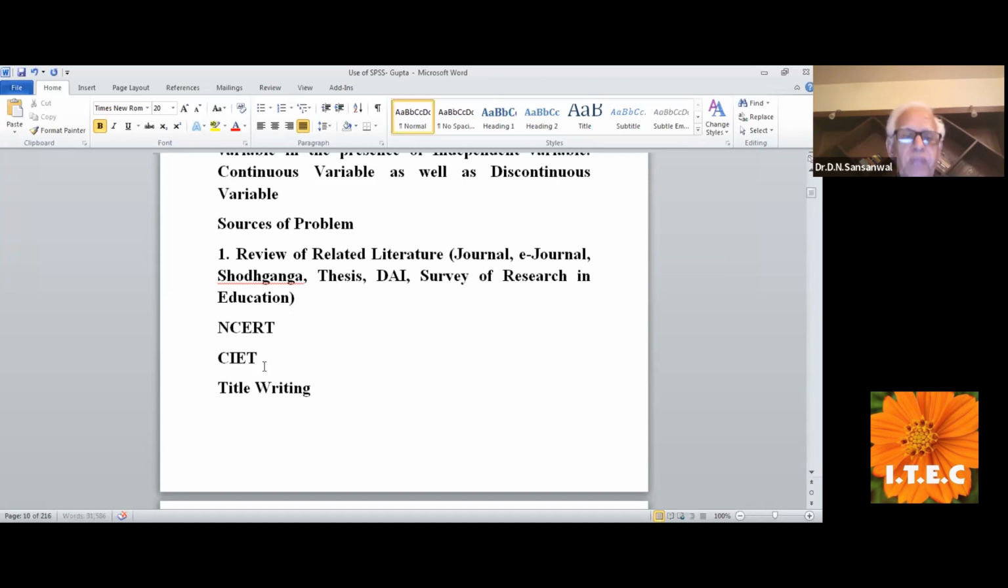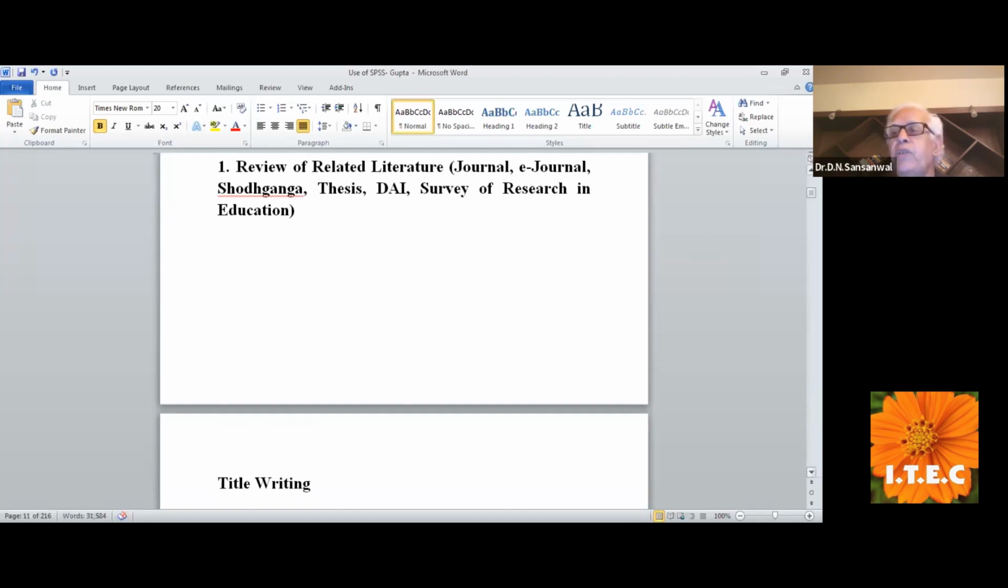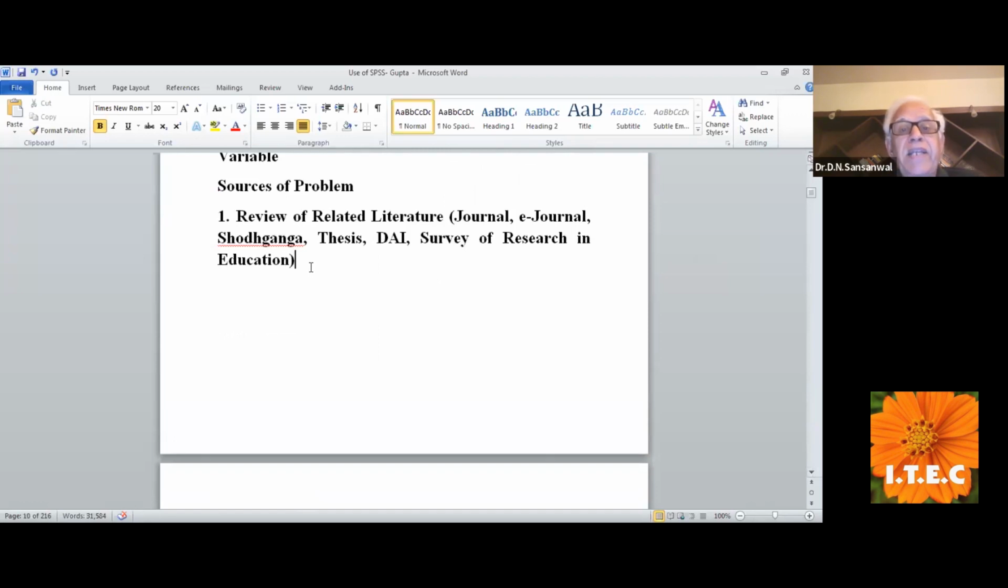And the majority of researchers belonging to different subjects use this as a source in order to select the problem. Since you belong to education, or economics, or management, you will definitely like to do research related to that. Once you know that, you may search the related literature, the journals, e-journals and Shodh Ganga, to see whether some researches have been conducted related to that or not.